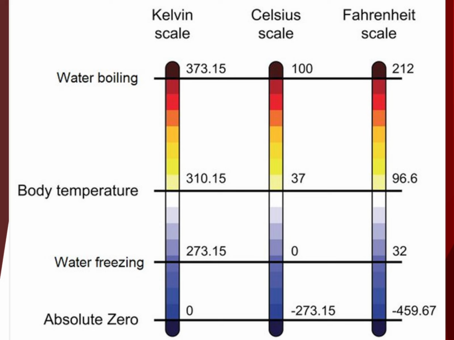In contrast with the other two scales, the word degrees and the symbol, that superscripted circle, are not used for the Kelvin scale. For example, you would not say 2300 degrees Kelvin, you would say 2300 Kelvin or 273 Kelvin, not degrees Kelvin.